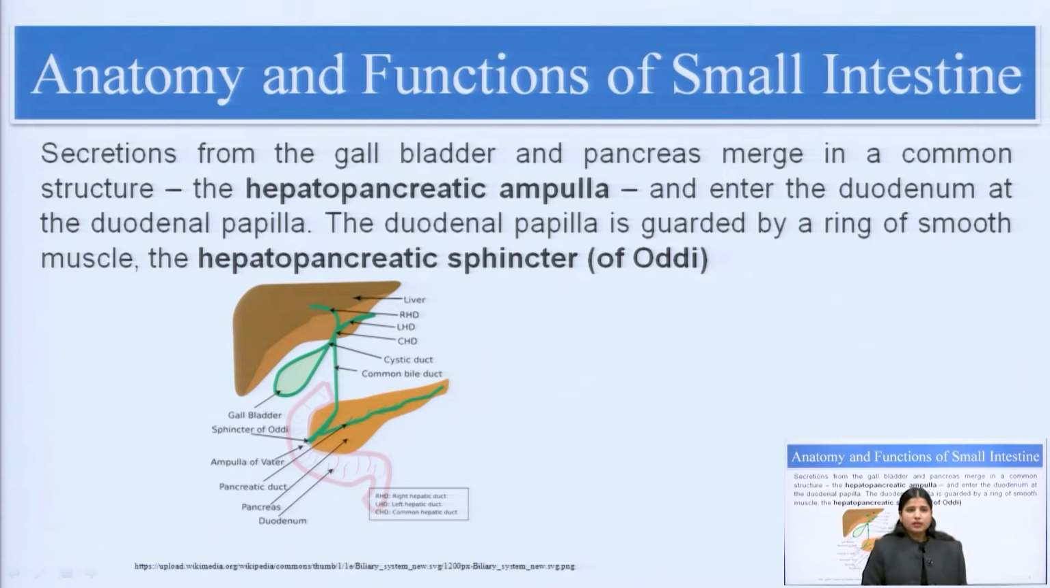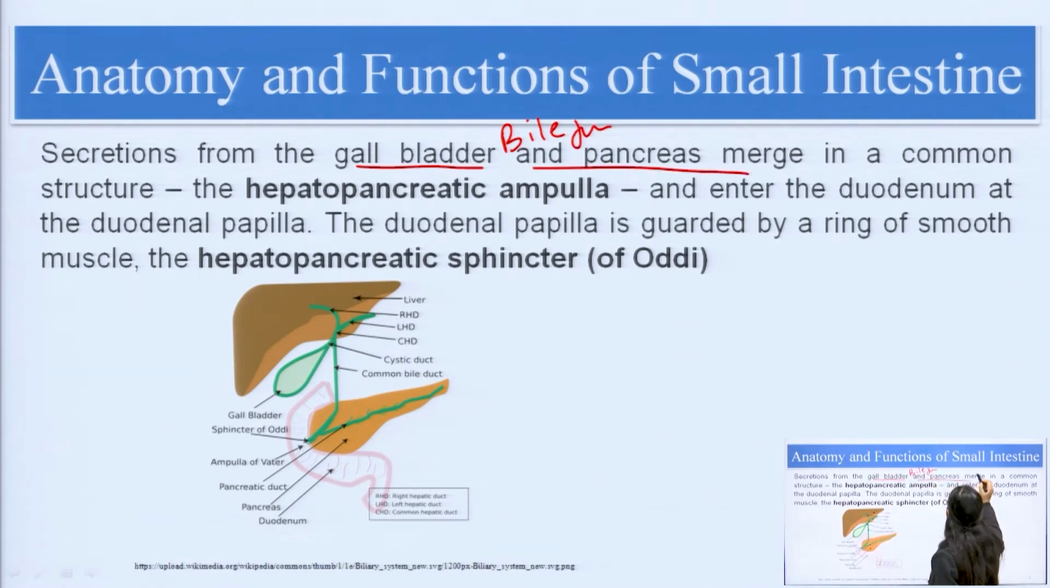Now, why is the duodenum important, as I was also discussing? The same is written here. Secretions from the gallbladder, meaning the bile juices, and from the pancreas, meaning the pancreatic juices, merge in a common structure. Both secretions come to a particular point, which is the hepatopancreatic ampulla.